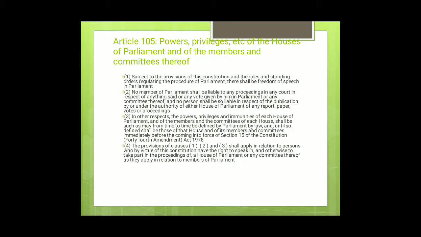Then third, the powers, privileges and immunities of the House and of its members and committees shall be defined, as per the 44th Constitution Amendment Act. Then the last clause says clauses 1, 2, 3 shall apply in relation to persons who by virtue of this constitution have the right to speak in and otherwise to take part in the proceedings. So altogether it says freedom of speech, immunity from civil and criminal proceedings, and a right of publication of proceedings. Then fundamental rights and legislative privileges, that's different. So these are all the rights given to the members.